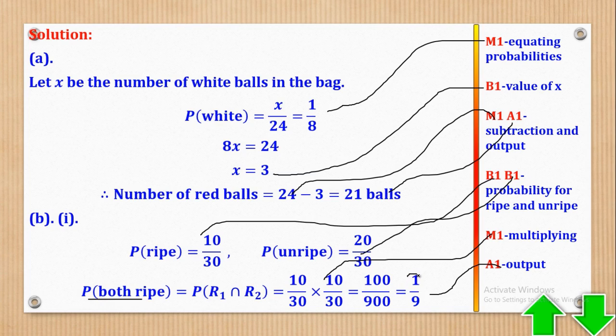So this A1 can be given at this step or at this step. So if you stop at this step where it is 100/900, you'll still be able to get this A1. So for probabilities, you may either express in its simplest form, or you leave it as you have got it.